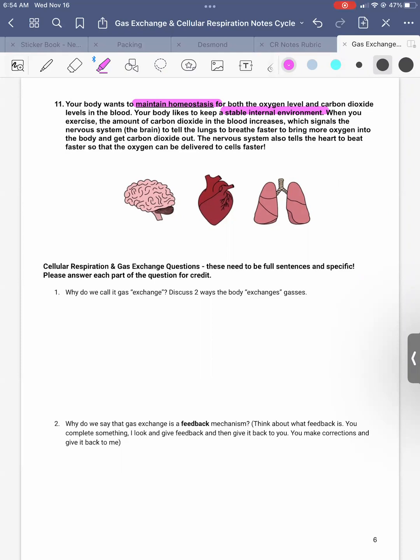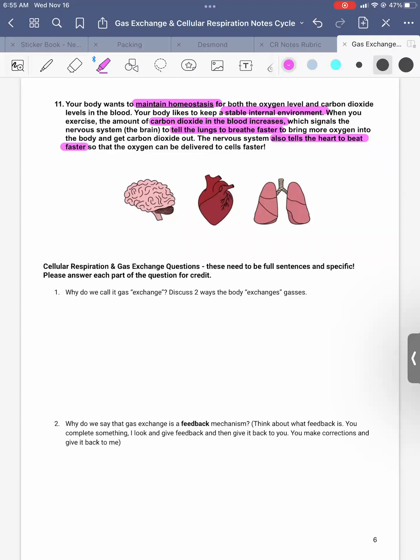And when you exercise, all of a sudden those carbon dioxide levels in the blood increase, because you're doing more cell respiration. And this tells the brain and the nervous system, oh, I need these lungs and this heart to move quicker. So the first thing the brain's going to do is tell the lungs to breathe faster. The purpose of this is to bring more oxygen into the body and to get that carbon dioxide out of the body so we can bring that carbon dioxide level back to normal. The nervous system also tells the heart to beat faster, and this is so that oxygen can be delivered to all your cells quicker.